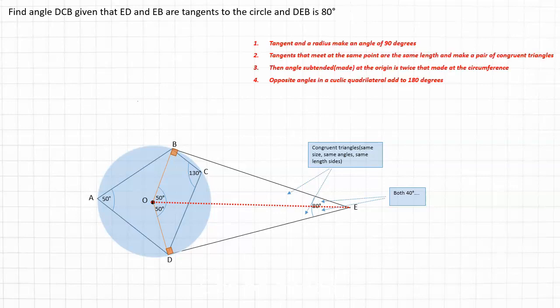To recap, we used firstly the circle theorem that tangents make an angle of 90 degrees with lines drawn from the origin. Then we used the second circle theorem that a pair of tangents that meet at a point form congruent triangles. The third theorem we used is that the angle made by lines drawn from points on the circumference is twice at the origin what it is at another point on the circumference. And finally, the fourth theorem we used is that opposite angles in a cyclic quadrilateral add to 180 degrees.